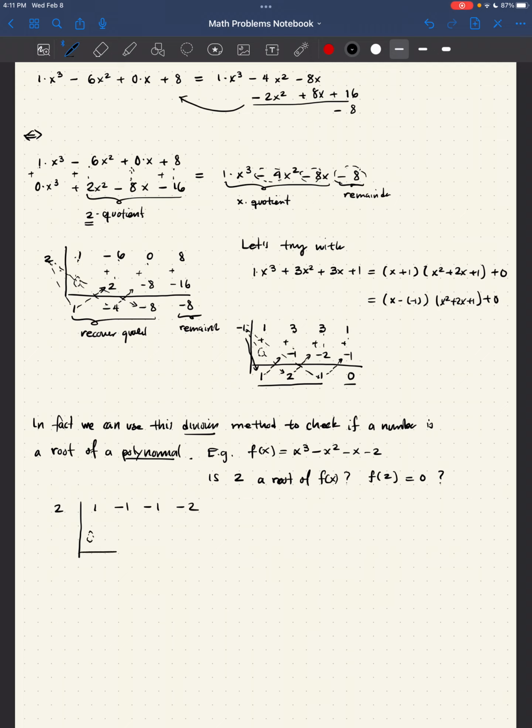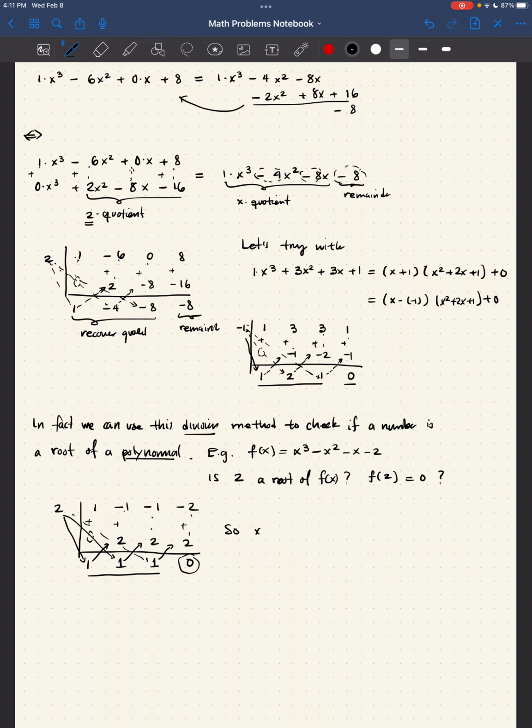Introduce my phantom 0 here. Add them, get a 1, and then we start this process. Multiply these 2, place it here, 2. Add. Now we get 1. Multiply these 2, place it here, you get 2. Combine these 2, you get 1. Multiply these 2, place it here, you get 2. Add these 2, 0. So indeed, from here, we can recover the coefficients, and we obtain the remainder.